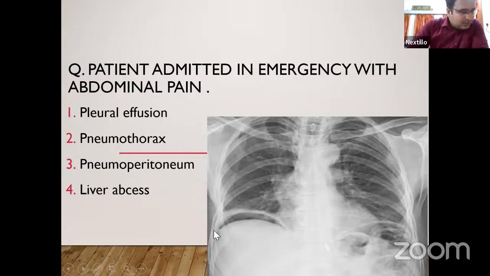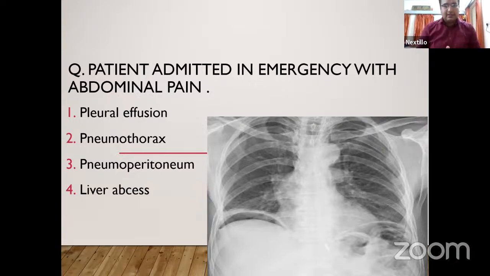Anybody can tell? Okay. Try. Look at this. Is it normal? What is this? Basically, it is appearing black under the diaphragm. Why is there something black under the diaphragm? This part is liver. What is happening due to any reason?